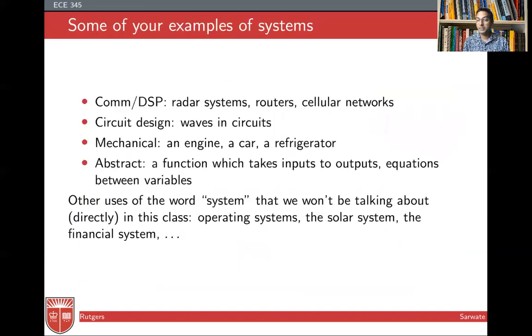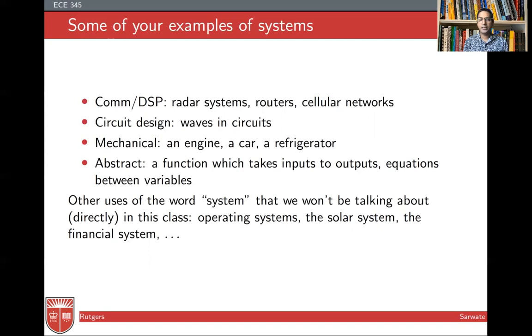So a lot of examples of systems brought up by the class are communications and DSP examples, such as radar, routers, or cellular networks. These are types of systems. People talk about circuit design, so waves in a circuit as a system. The circuit itself is probably what you mean by the system. A lot of ideas of mechanical systems, for example an engine or a car or refrigerator, and we can model those as systems depending on what we're looking at. We could try to model components of those more complicated objects as systems that we then want to analyze using the tools in this class.